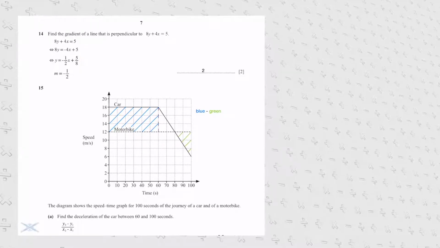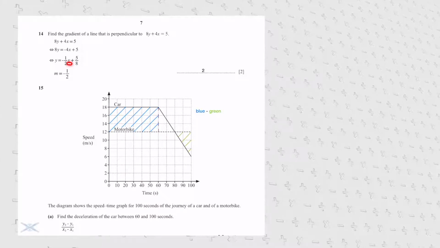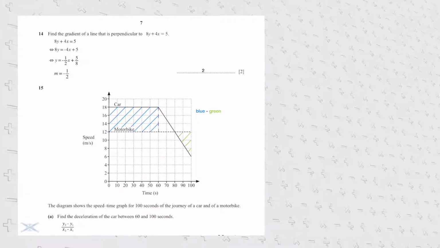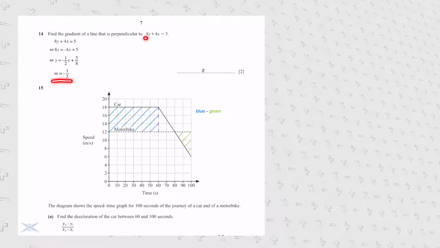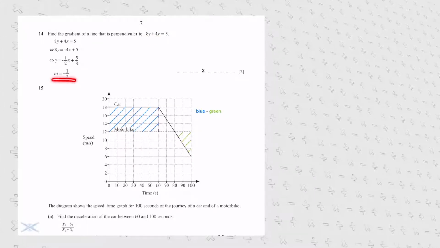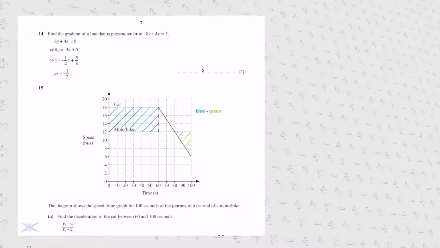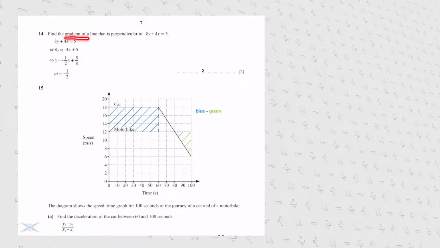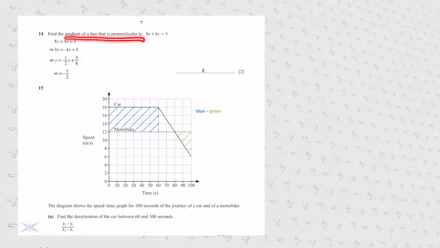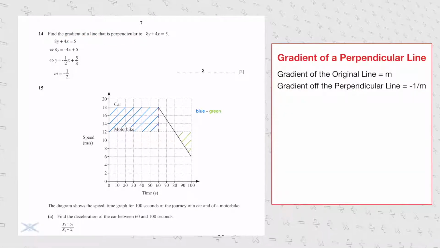Finally, in order to find the gradient, we just take a look at the number that's in front of the argument x. So the gradient of this line would be -1 over 2, but this is not our result yet, since we were asked to find the gradient of a line that is perpendicular to the given expression. To achieve that, we will apply the formula that is provided to you at the right-hand side of the screen.